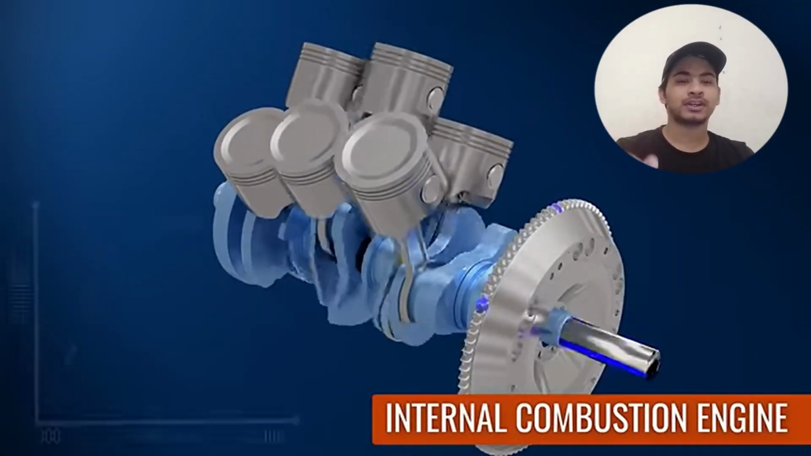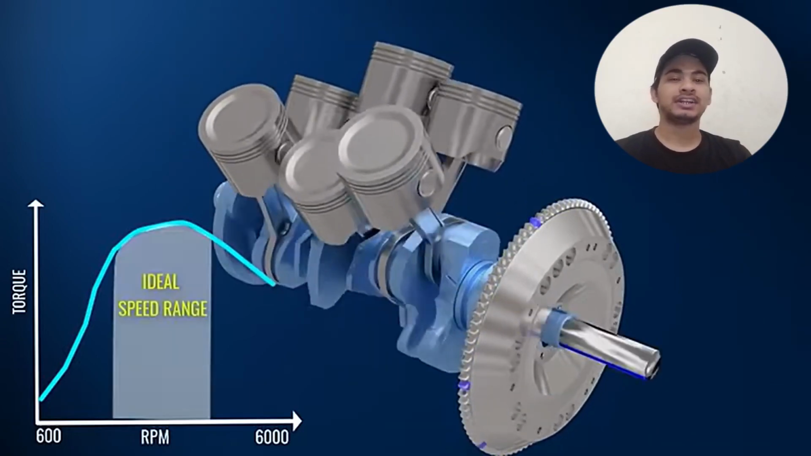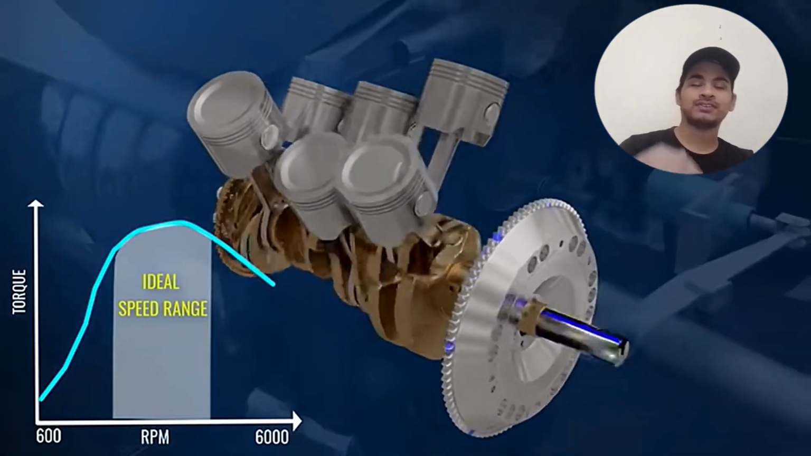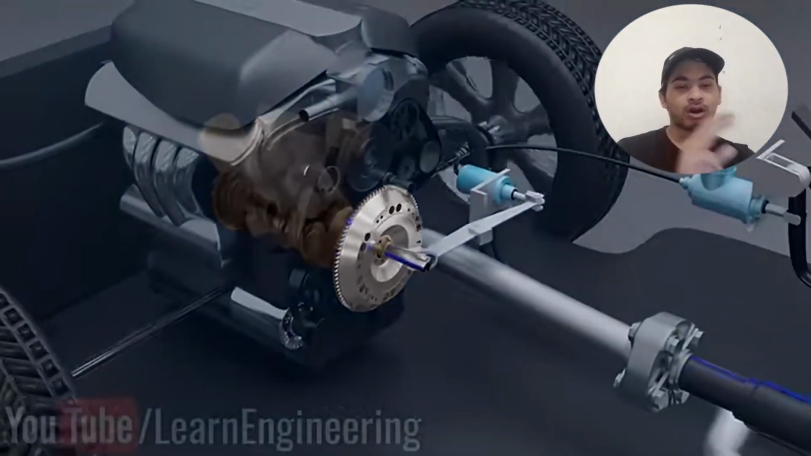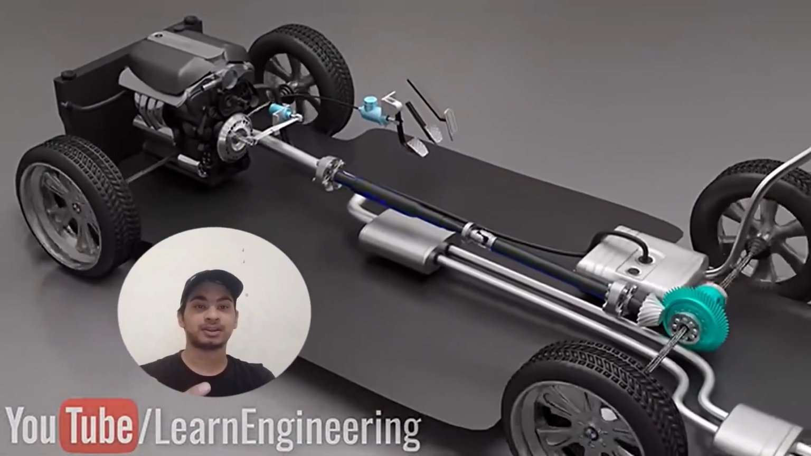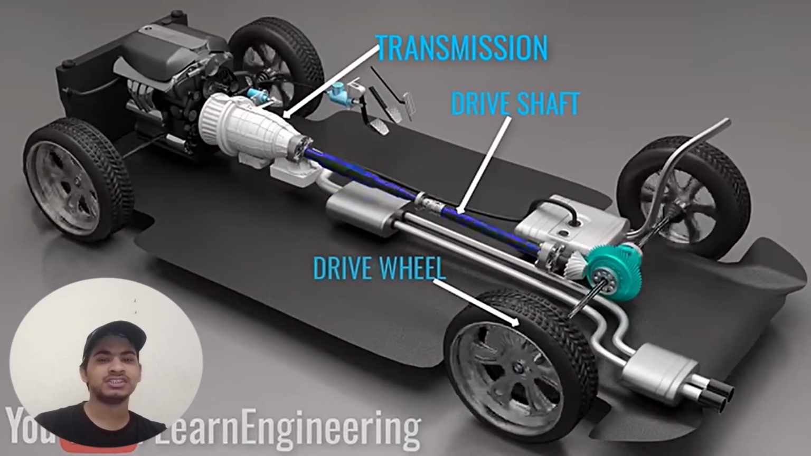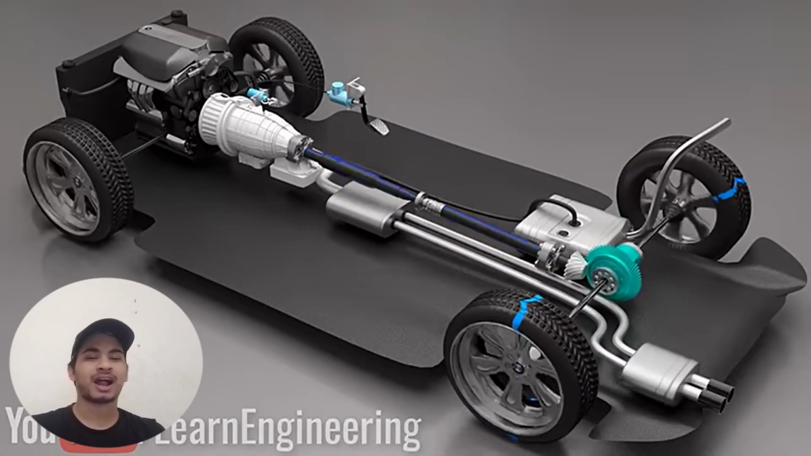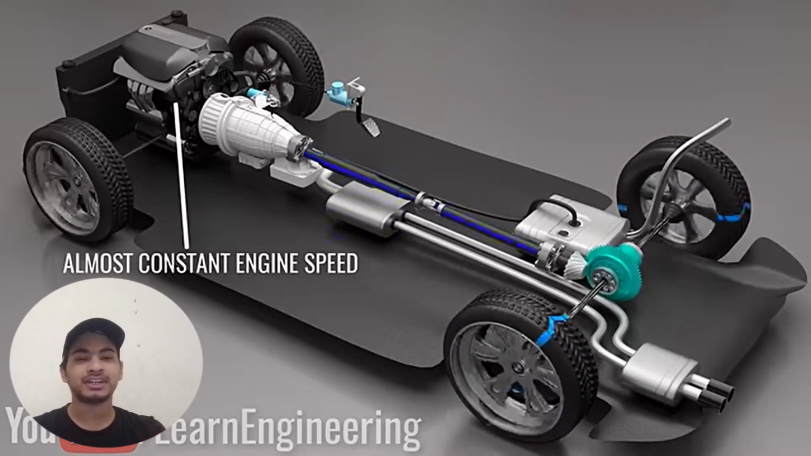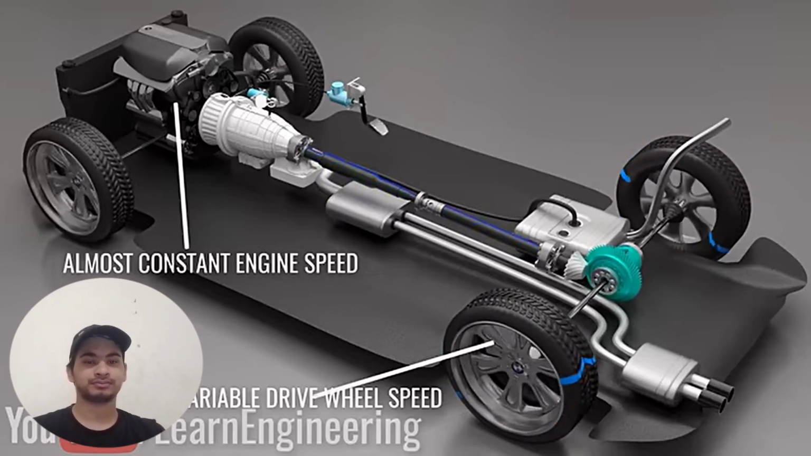To understand the need for a clutch, let's first understand the anatomy of an internal combustion engine car. Internal combustion engines have a very limited torque band, so in order to efficiently vary the speed of the drive wheels, internal combustion engine cars need a transmission system. The transmission makes sure that the engine works within the optimum RPM range, and by changing gears according to the driving condition, the transmission helps control the drive wheel speed.